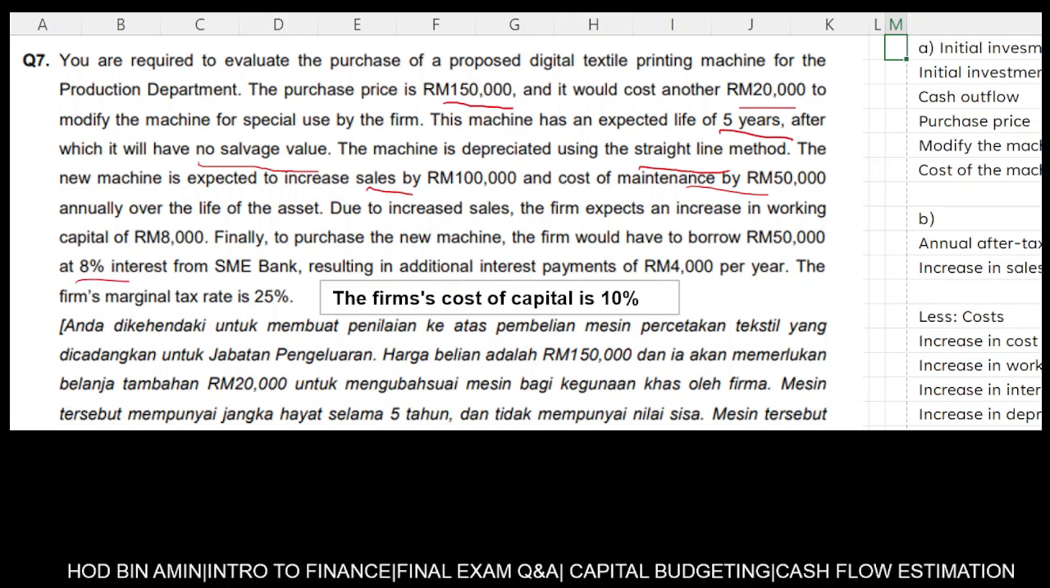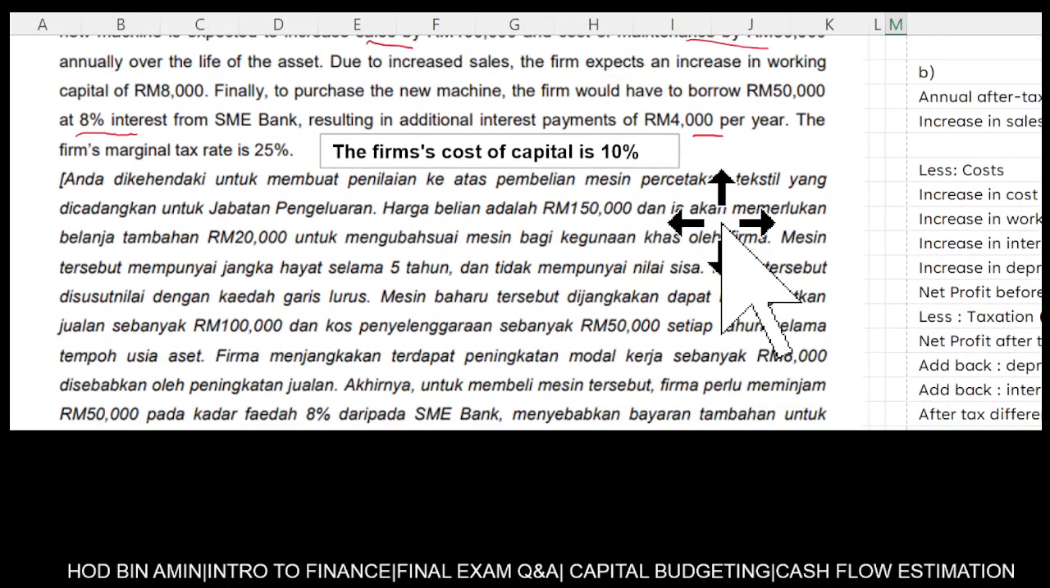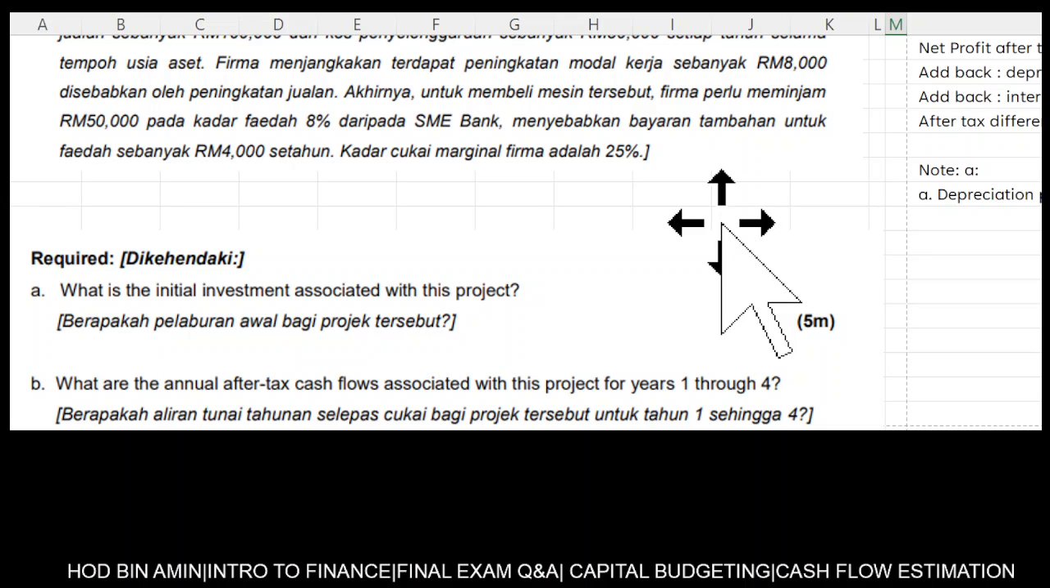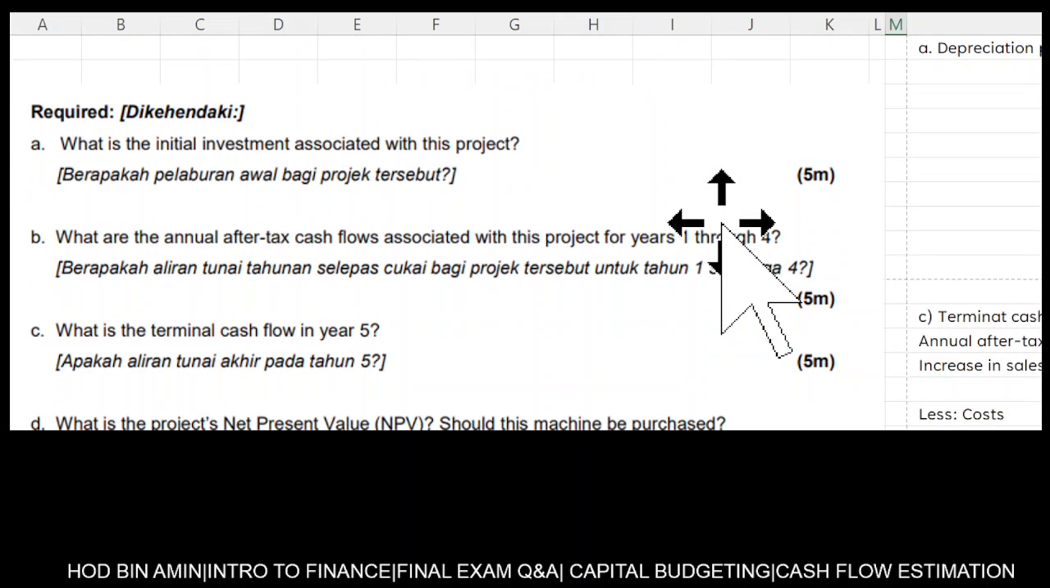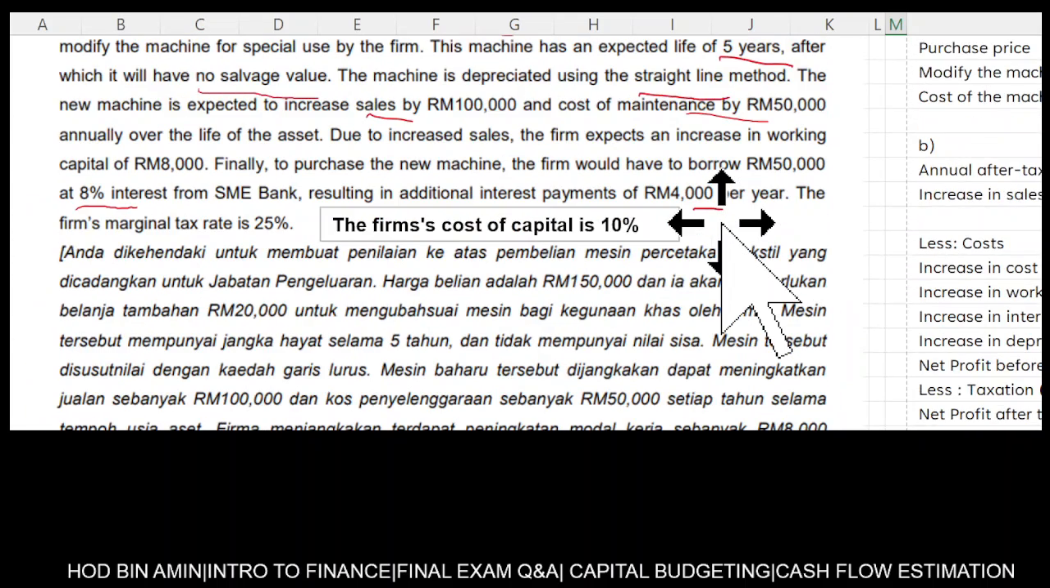and this is with respect to interest of 8%, that is 4,000. The question has already calculated the interest payments for you. The firm's marginal tax rate is 35%. This is a short question, and we need to calculate the initial investment, annual after-tax cash flow, and terminal cash flow, final year, at year 5.